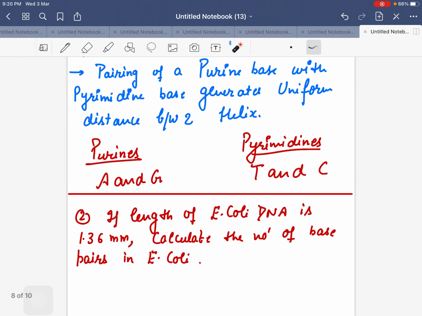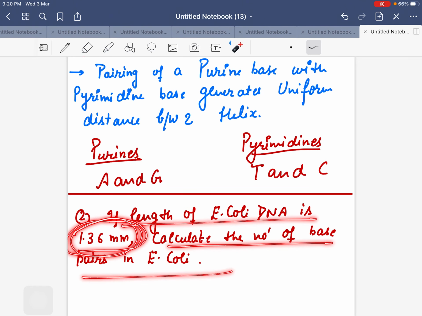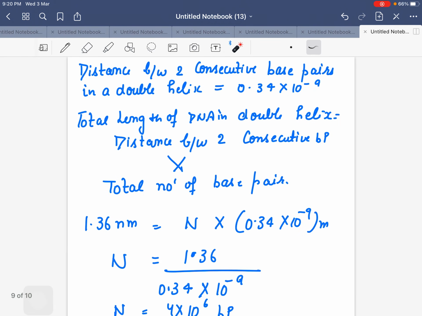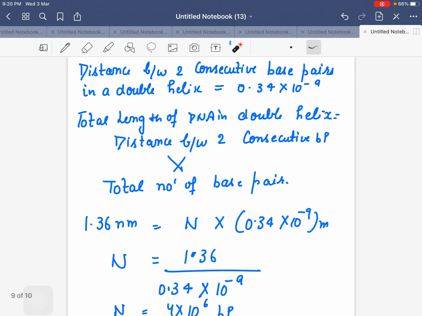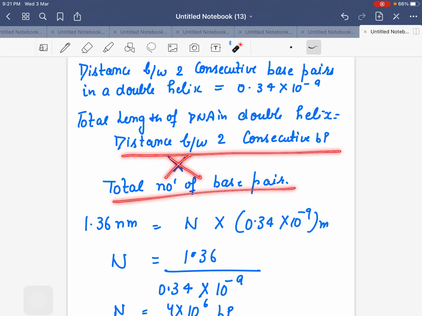Okay, next question was, if the length of E. coli DNA is 1.36 millimeter, calculate the number of base pairs. The length is given to us. So the distance between two base pairs is usually 0.34 into 10 raised to power minus 9 meter. Total length of DNA is given to us, so we have to apply this formula. How do we calculate total length of DNA? Distance between two consecutive base pairs into total number of base pairs.